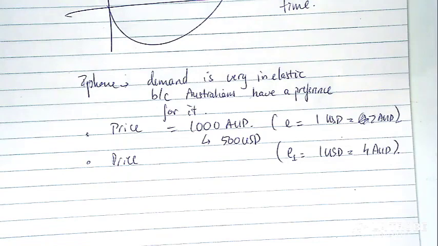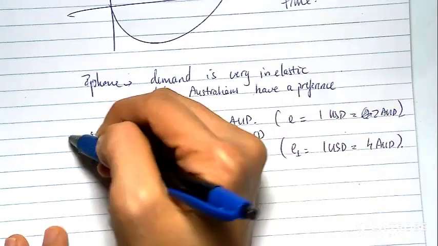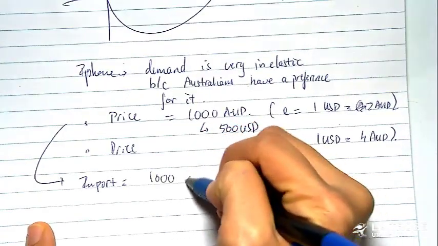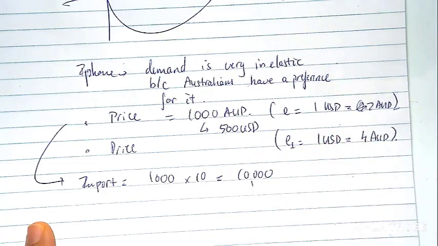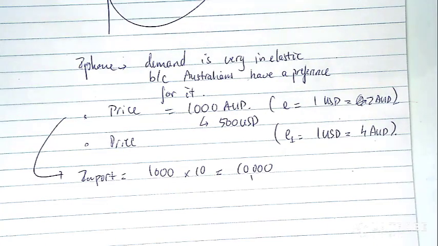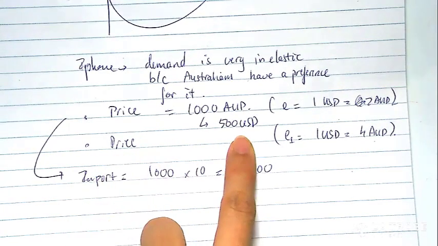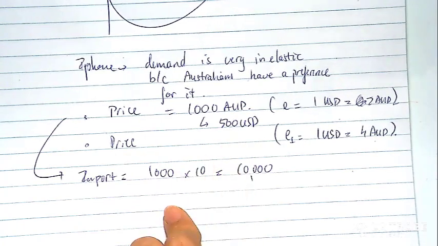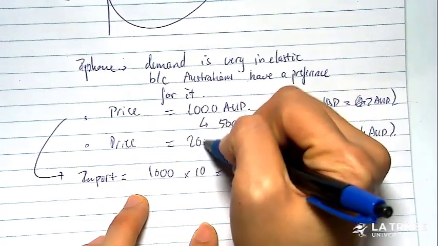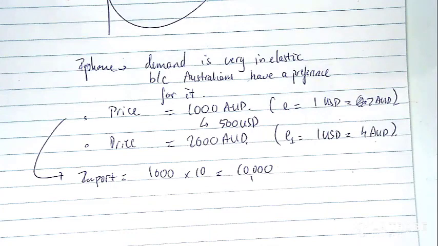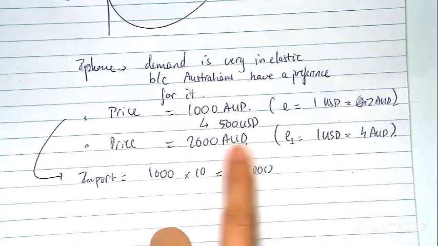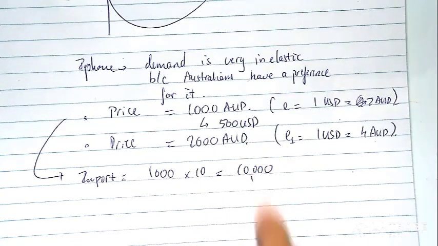Suppose we have 10 Australian citizens buying iPhones. That means our import will be $1,000 times 10, right? So that's $10,000, okay? Now, after we depreciate our currency, everything else is the same. An iPhone is still sold at $500 US in the US. But now for an Australian citizen to buy an iPhone, we will need to pay 2,000 Australian dollars, right? Because the currency value has decreased. So we pay more Australian dollars for the same amount of USD, okay?